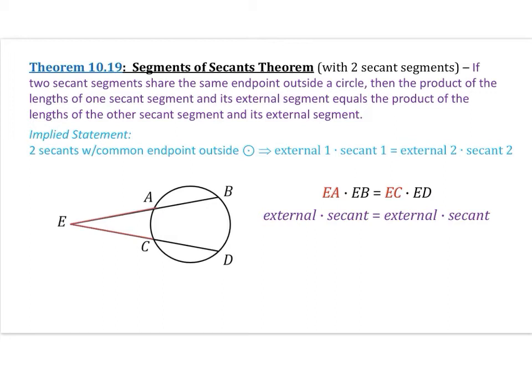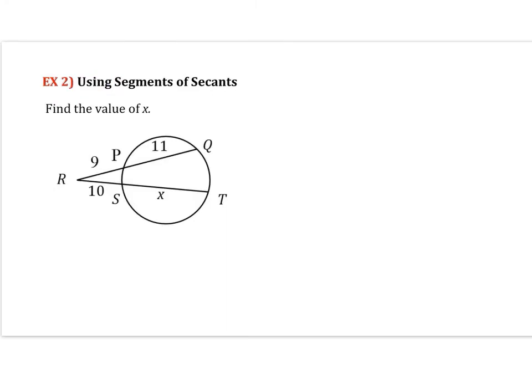So think of external times secant equals external times secant. All right, so let's see this theorem in action. We have two secants here. So we want to take the external portion. So we want to set up the length of RP times the length of RQ equals the length of RS times the length of RT. So the external piece times the full length equals external piece times full length.